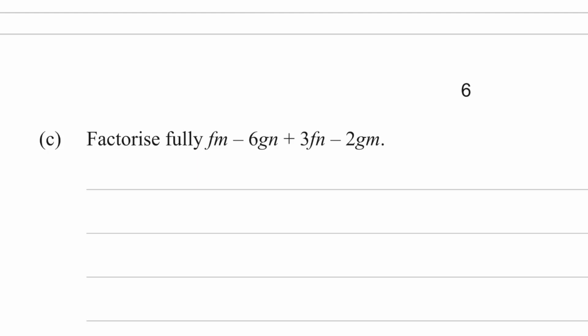So looking at all these variables, so we have what? F, M, G, N. 4 variables. Between the terms, you'll see some overlap. So for example, fm and minus 2gm have an m in common. So I'm just going to rewrite it.